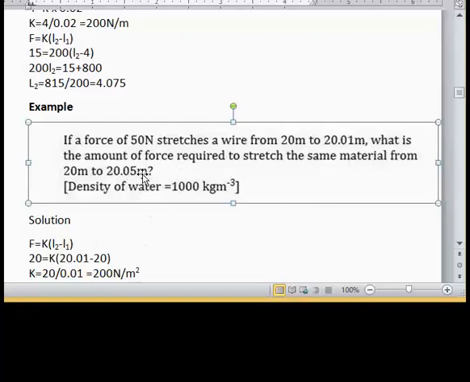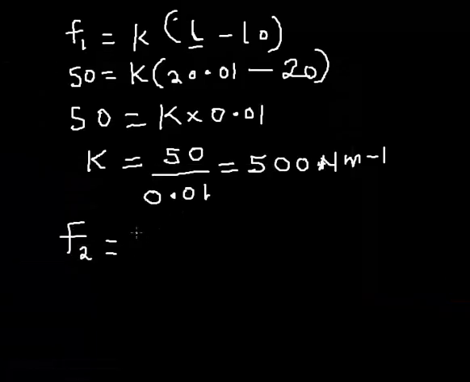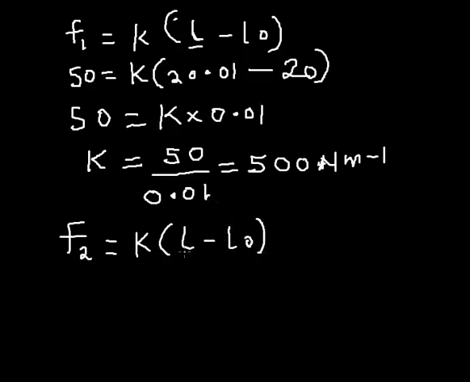So I'm looking for F2 to stretch from 20 to 20.05. So F2 is still going to be K times the change in length, L minus L0. You can use L1 and L2, or any symbol you want, but this is just the change in length, final length minus original length. You can use L2 minus L1, L minus L0. However you want to do it, just know what you're doing, okay?